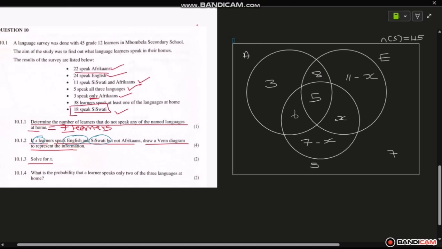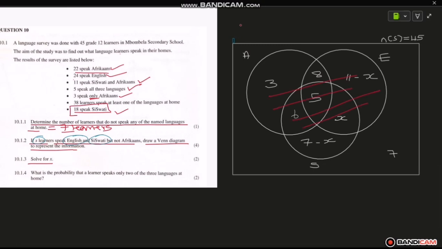Now, when we solve for x, what we must know is that we add everything inside the event and whatever that we are having outside. We equate those things to the sample space, which is 45. I hope it makes sense. So if your Venn diagram is incorrect, the value of x will be incorrect. So you can pause the video and do it on your own. Then after that, you can continue the video to see if you got the right answer. So 10.1.3. So we're going to add all of these numbers.